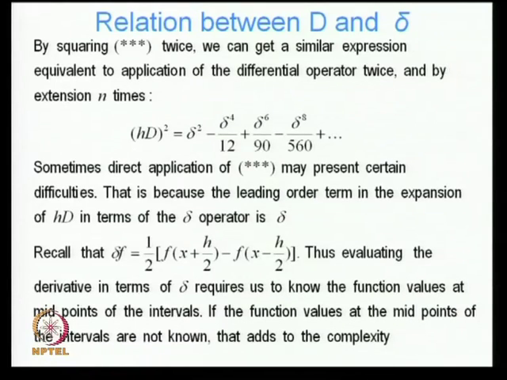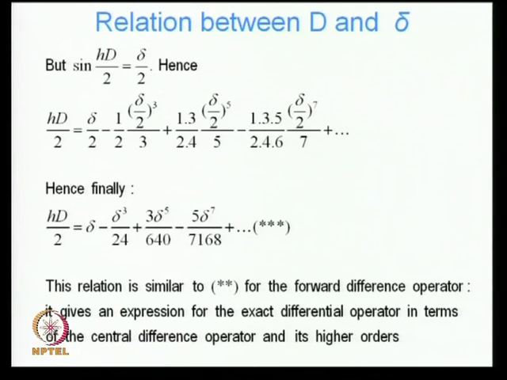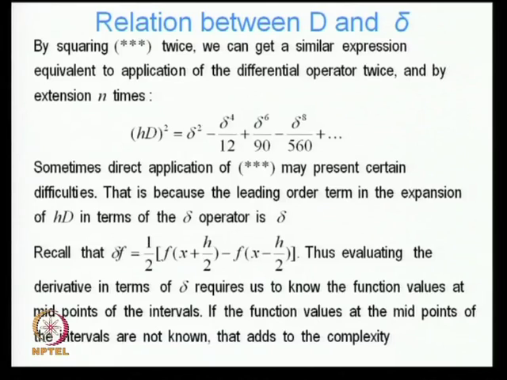Similarly, by squaring this series, we can get an expression for the differential operator acting 2 times, right. If I square it, we get an expression for D squared, which is my second derivative. So, I can get hD squared. Similarly, analogously, I can get a series in terms of the central difference operator for my nth derivative as well.